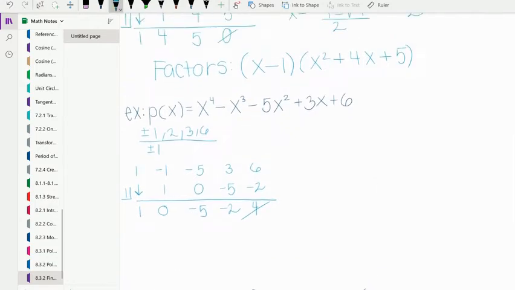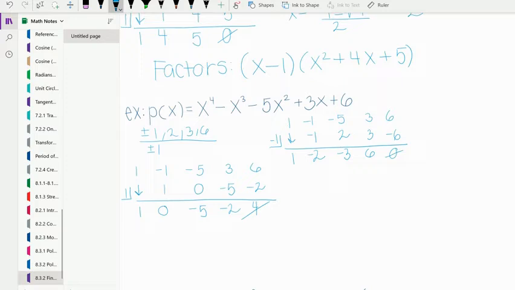So now let's go ahead and test negative 1. So we have 1, negative 5, 3, and 6. And we're going to go ahead and test negative 1. So we bring down the 1. Negative 1 times 1 is negative 1. Negative 1 and negative 1 is negative 2. Negative 1 times negative 2 is 2. Negative 5 plus 2 is negative 3. Negative 1 times negative 3 is 3. 3 plus 3 is 6. Negative 1 times 6 is negative 6, and we get 0. Okay, so that means that x equals negative 1 is a root, but we still have 3 others.